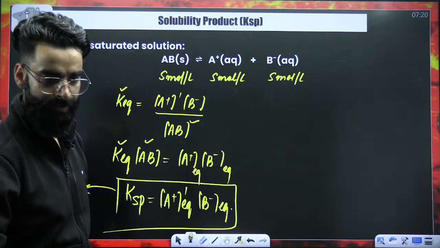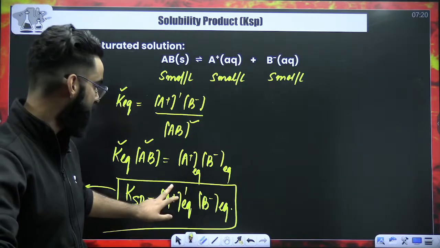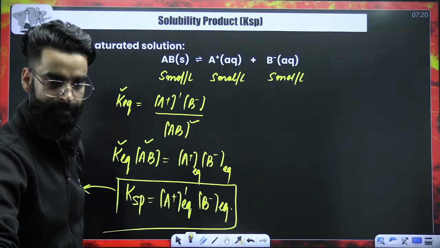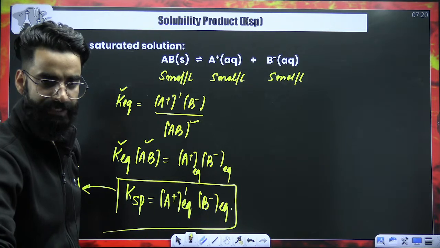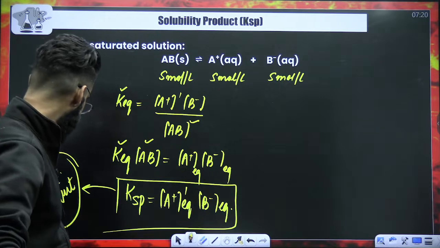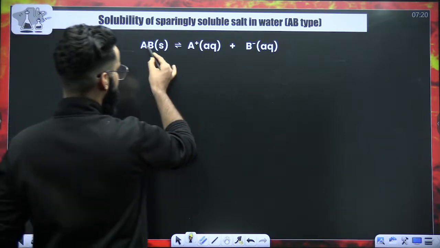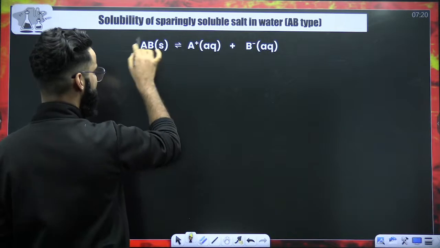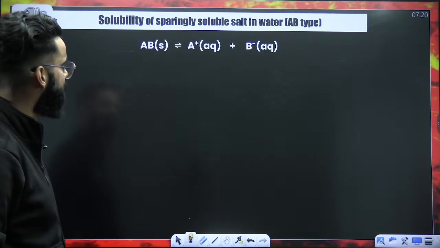Okay? So how do you write the expression for KSP? In order to write the expression of KSP, you just need the concentration of products. You do not need the concentration of reactant. For example, have a look. This is a salt AB, which is in equilibrium with its ions in the solution.